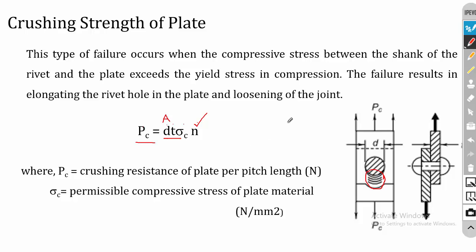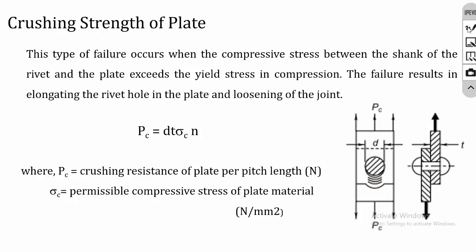Okay, so these three stresses are very important. The remaining last two types of failure we can neglect while designing the rivet, but we have to be very careful about these three types of failure, that is shear failure, tensile failure of the plate, and crushing strength of the plate. All these equations are available in the data book. So in the next lecture we will see the design procedure of riveted joints and the relations for calculating the dimensions of the rivet joints in detail along with the problem.